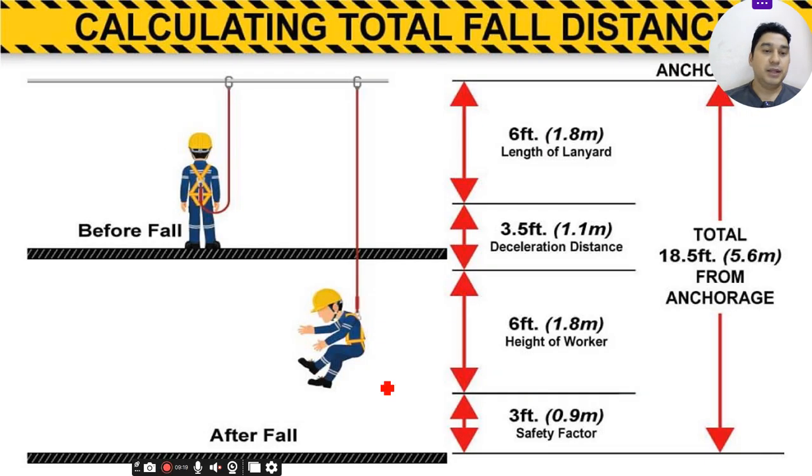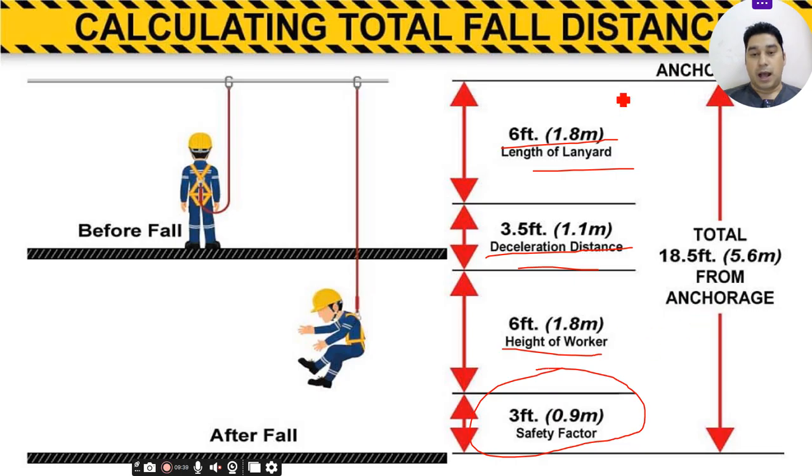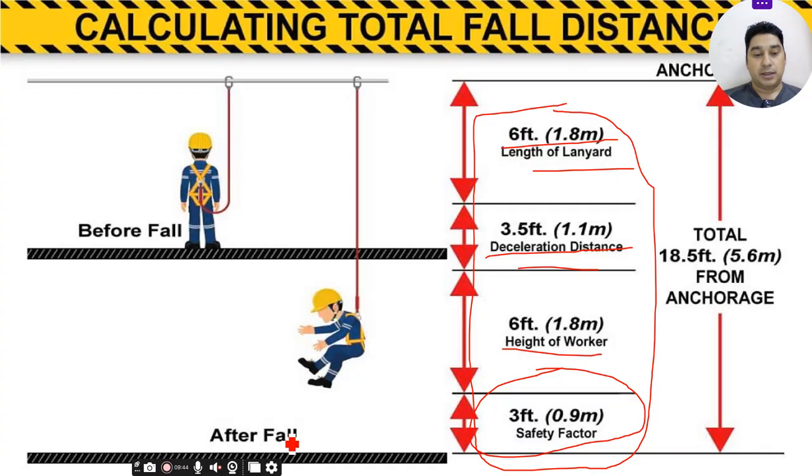Okay. Now let's understand this by an image. Before a fall, 6 feet length of lanyard, 3.5 feet deceleration distance. This is the free fall distance, this is the deceleration distance, and let's say the worker height is 6 feet. Now here you are maintaining a 3 feet safe distance. Then you add all of these as per the formula, and the total distance required is 18.5 feet from the anchorage. In this way you have to calculate the safe fall distance.